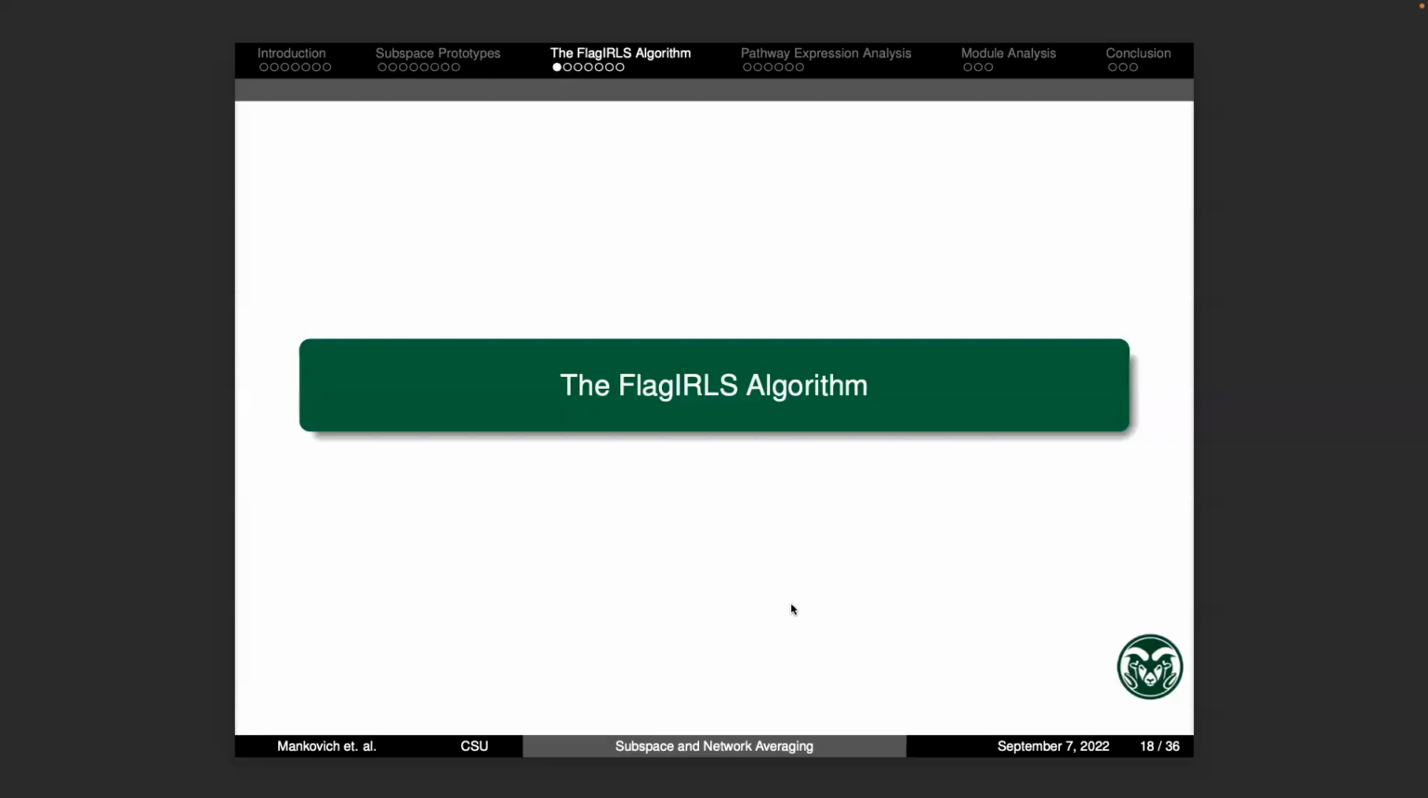So we introduced these two new subspace prototypes, the maximally correlated flag and the flag median. And they're nice. They're interesting. Sometimes they behave well, sometimes they don't. That's all right. Now our question is, how do we actually compute these prototypes? I wrote down the optimization problems, but how can we solve them? And that's where this flag IRLS algorithm comes in.